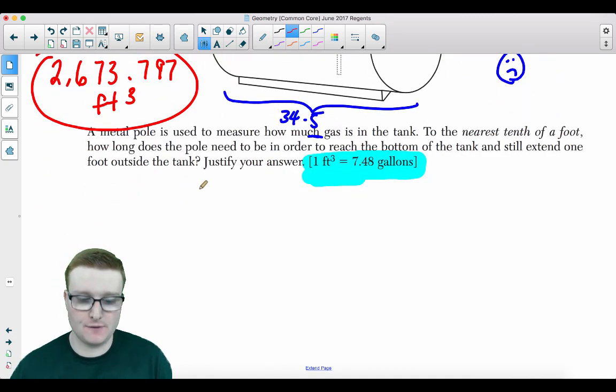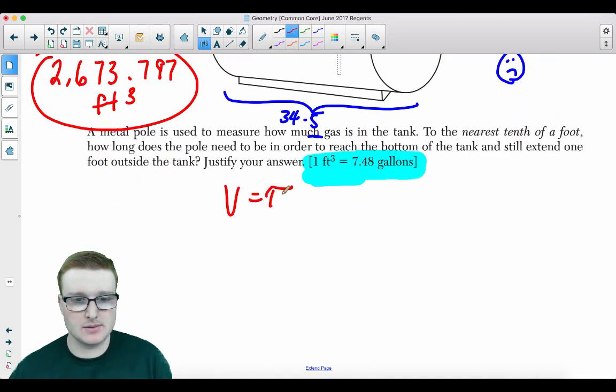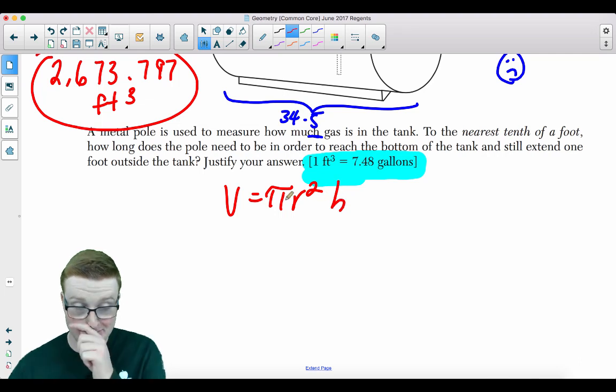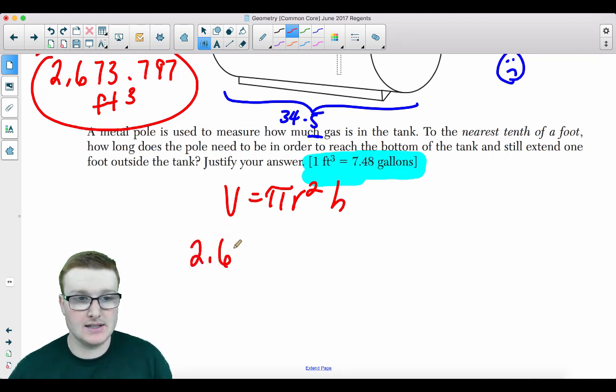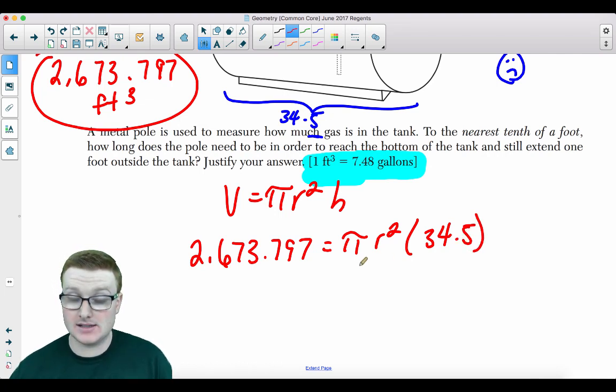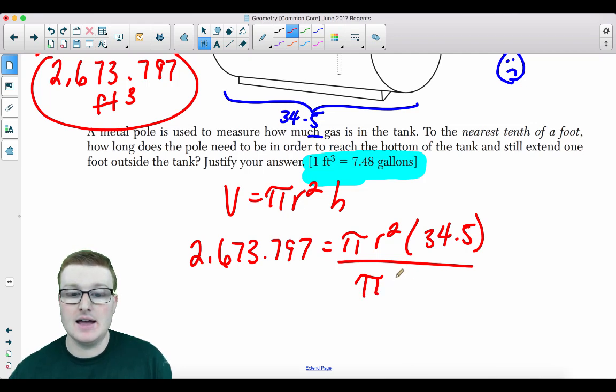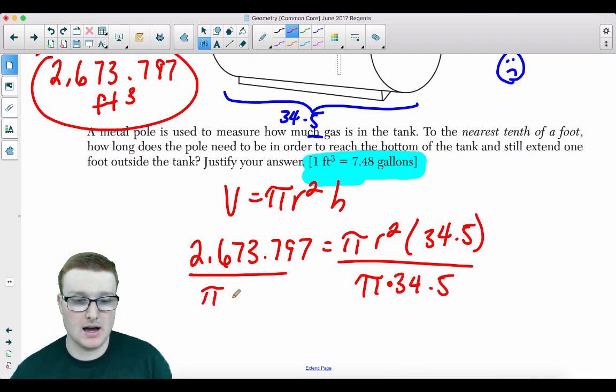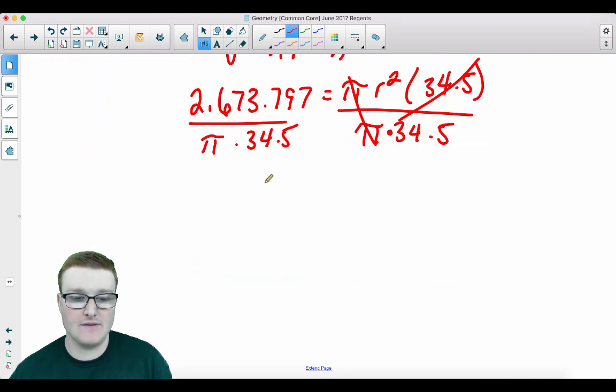Here we go. Plug in the information. Volume equals pi r squared times the height. The volume is 2,673.797, which is equal to pi r squared times the height, which is 34.5. Let's isolate r and solve it. We need to divide by pi and the 34.5 on both sides. So pi times 34.5. Pi's cancel, 34.5 cancels.